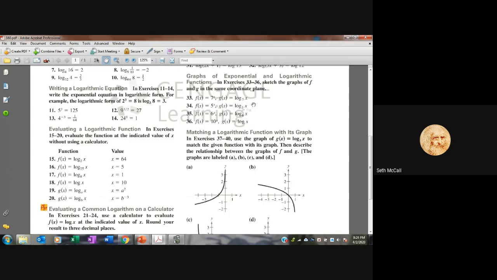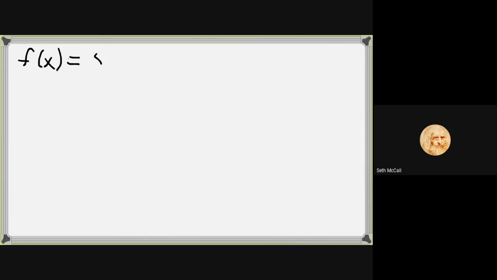So the next one is 5 to the x and then log base 5. Same as before. We have f of x equals 5 to the x, and then we have g of x equals log base 5 of x. We're going to make two tables.